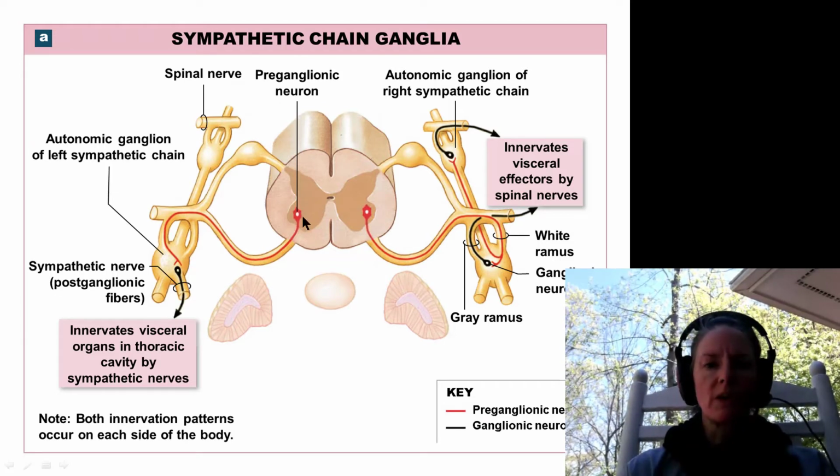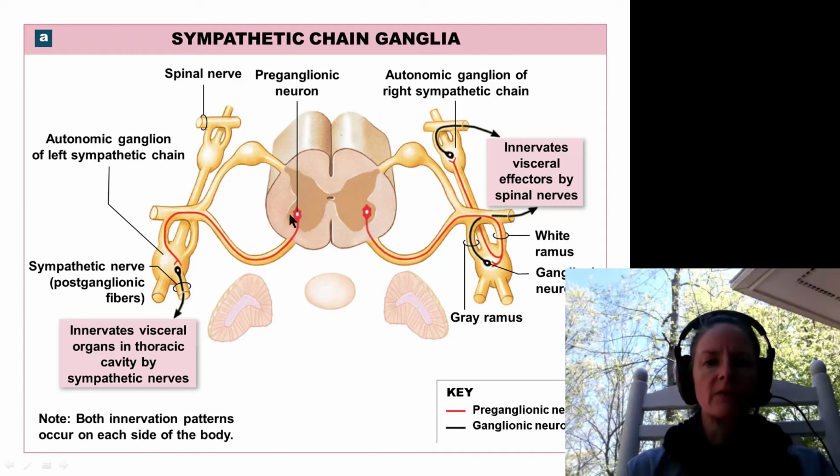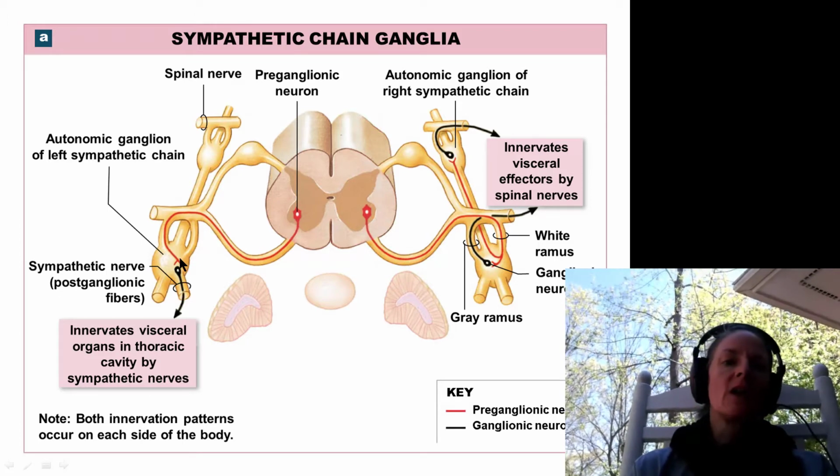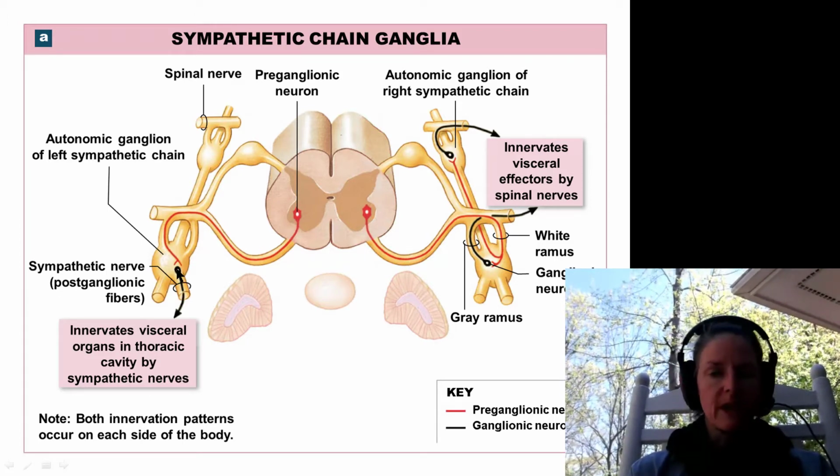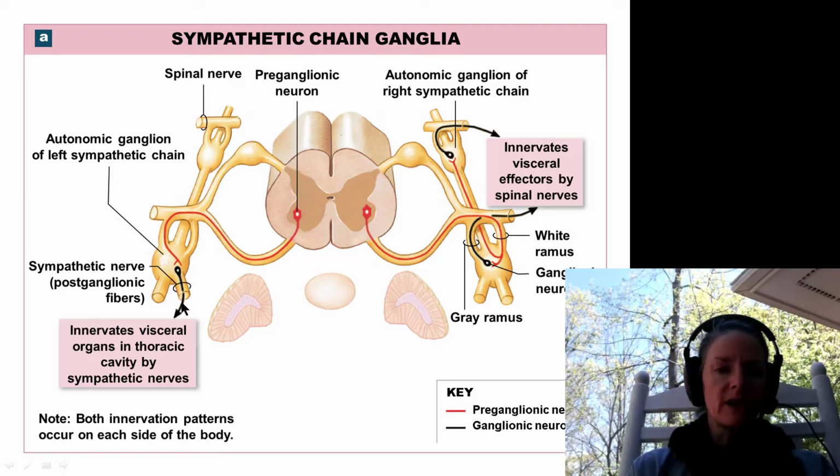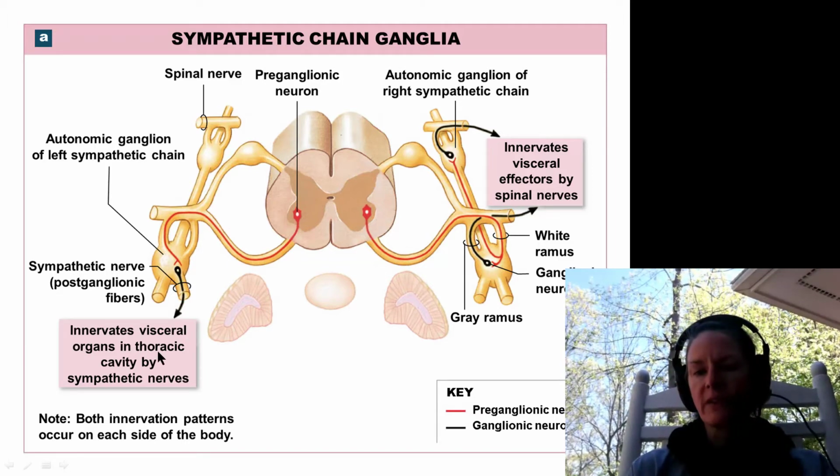But here we're going to look at one of our preganglionic neurons. Its cell body is arising from that lateral gray horn. From there, we're going to have an axon that is going to be efferent, is going to leave the central nervous system via that ventral root. It's going to travel via the white ramus communicans into that sympathetic chain ganglion, where it will synapse on a ganglionic neuron, and the postganglionic fiber, in this case, is going to exit via a sympathetic nerve, and it's going to innervate visceral organs in the thoracic cavity.